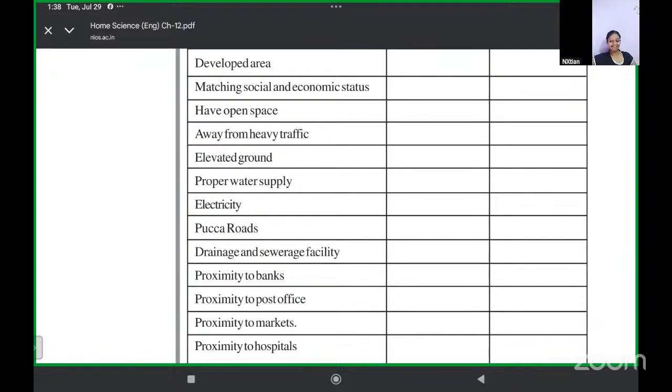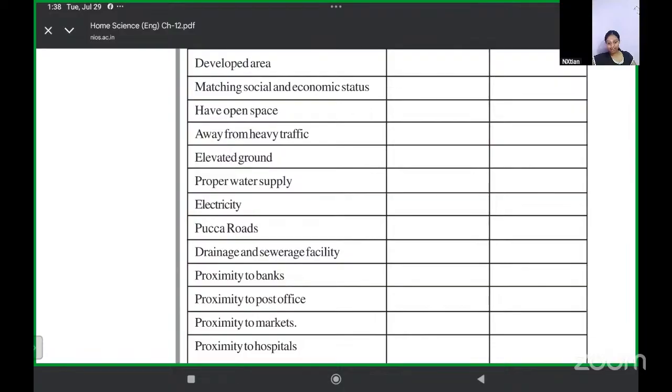I don't have an open space. Same. Elevated ground, we live in an apartment, so yeah. My roads are pretty good, but I'm not close to any banks or post offices. Okay. No banks and post offices.